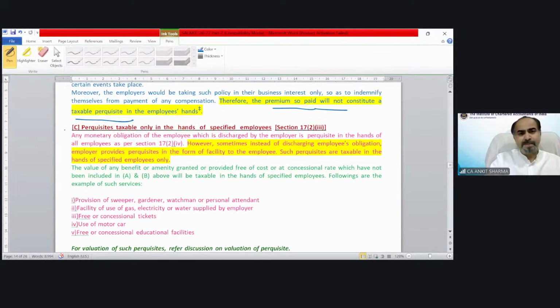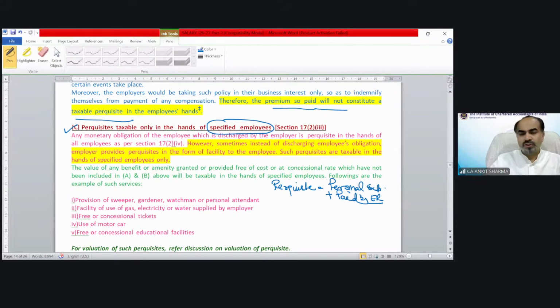Now there are some perquisites that are only going to be taxed in the hands of a specified employee. Let me tell you what kind of perquisite it is. So perquisite generally means personal expenditure paid by employer.